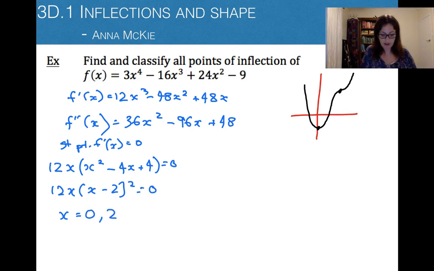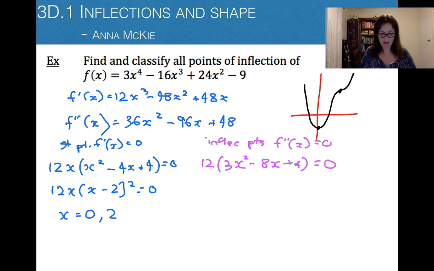For our second derivative, we have inflection points when the second derivative is equal to 0. So the second derivative tells us about shape. Now I'm putting this function equal to 0 and solving for x. Straight into factorising out a factor of 12 there. We're left with 3x squared, take 8x plus 4 is equal to 0. And now we have to factorise that.